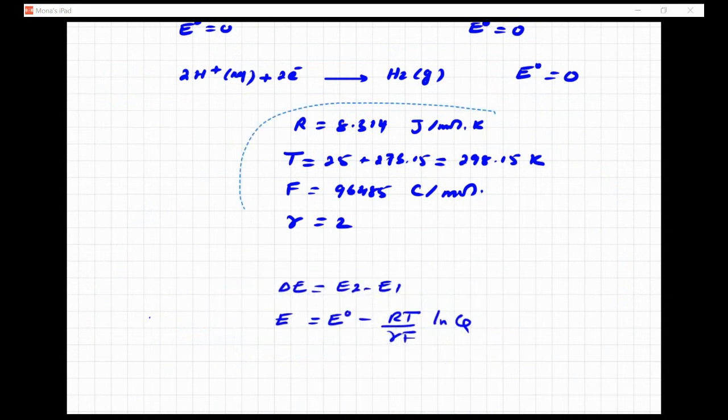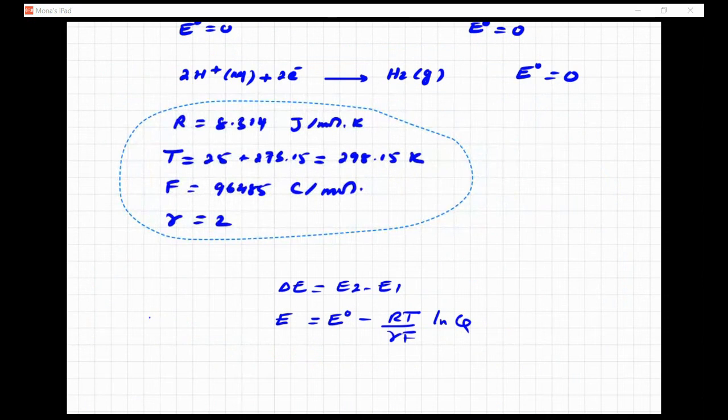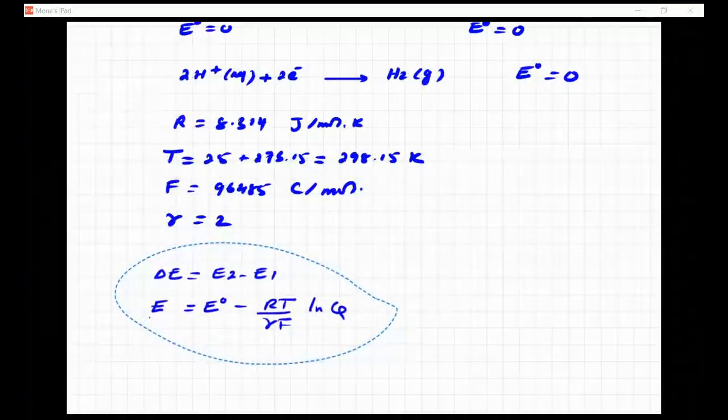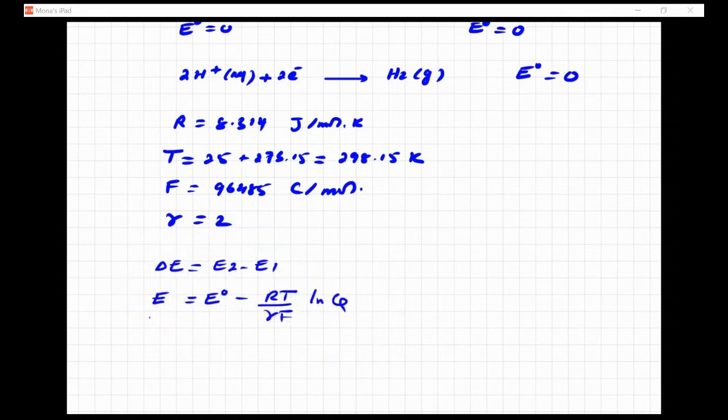What do I have to do so as to calculate E1 and E2? Of course, I need the quotient. What makes the difference? It is the quotient. R is the same, T is the same, nu is the same, F the same, E standard is the same. It's only the quotient. So what is the quotient equal to, according to our reaction? It is the activity of H2 gas divided by the activity of H plus aqueous, but it is squared. So this is our quotient.